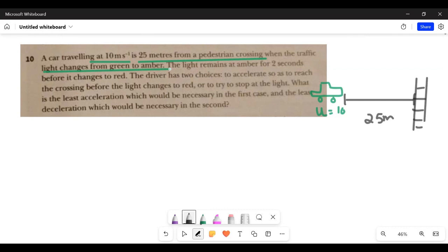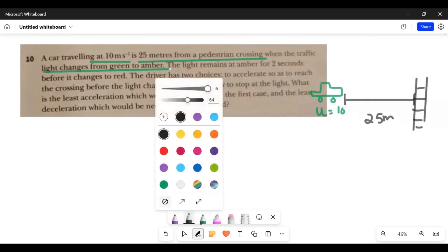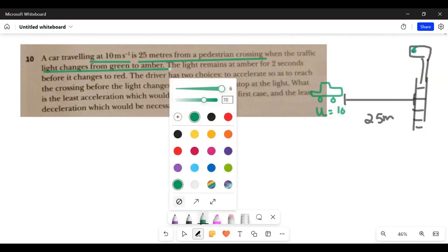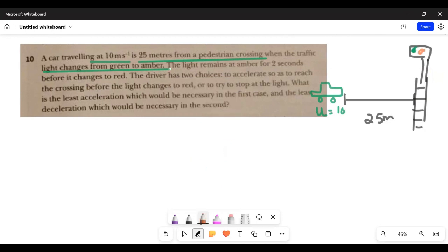When the light changes from green to amber, amber is red, I think. So there's a traffic signal over here, and it changes from green to amber, probably red, maybe orange, I don't know. All we're told is that the distance between the car and the pedestrian crossing is 25 meters and the initial speed of the car is 10. Okay, let's read the rest of it.